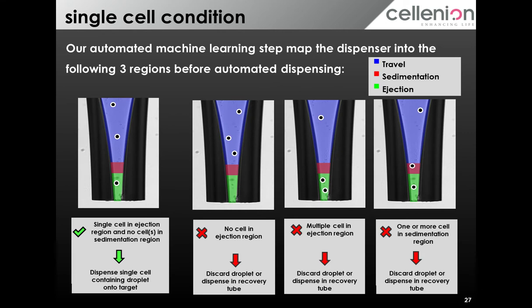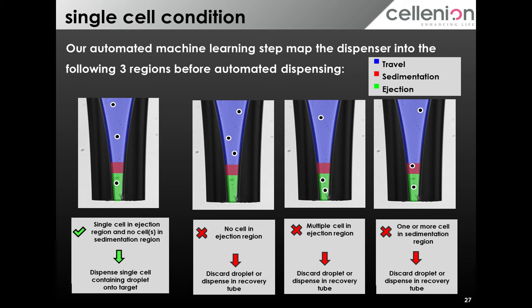The scenario we are looking for is to obtain a single cell in the ejection zone with no cell in the sedimentation zone. Whenever this is happening, we move the dispenser to the target and we dispense. The other 3 scenarios are: we have an empty ejection zone, so the droplet is discarded. Second, we have multiple cells in the ejection zone, then obviously we don't want multiple cells, so we will also discard this droplet. And finally, if you have a single cell in the ejection zone, but you also have a single cell in the sedimentation zone, by safety we will also discard this droplet.